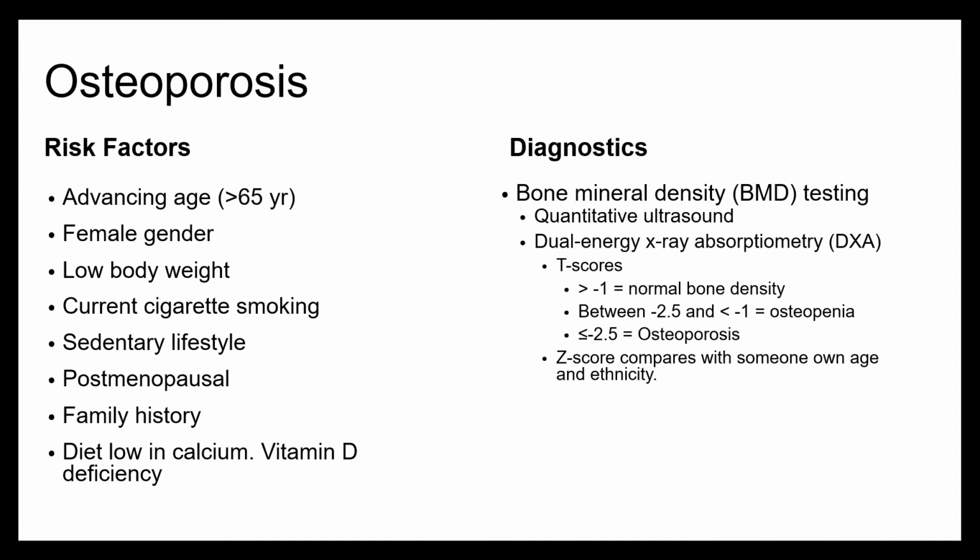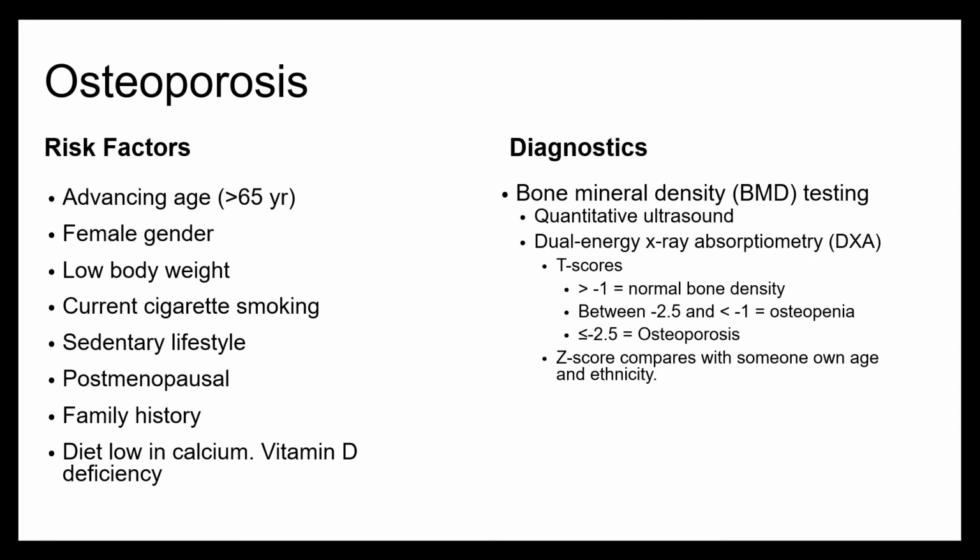Osteoporosis is diagnosed when the bone mineral density is less than or equal 2.5 standard deviations below that of a young adult reference population, and this is translated as a T-score. T-scores of a -1 or greater is considered normal. T-scores between -2.5 and -1 are considered to be osteopenia, or otherwise known as low bone mass. A T-score of a -2.5 or below is consistent with osteoporosis.